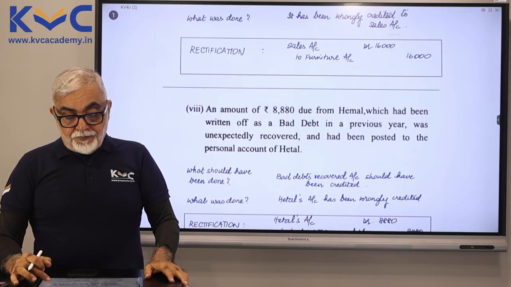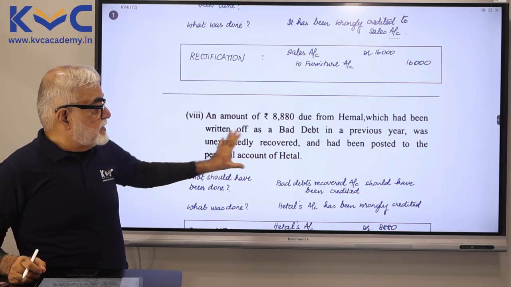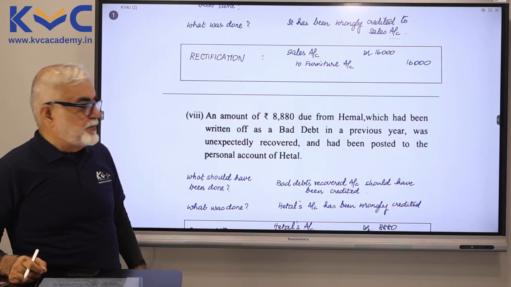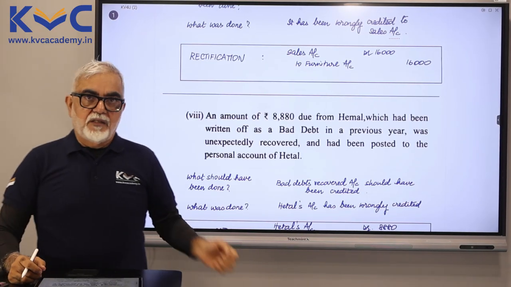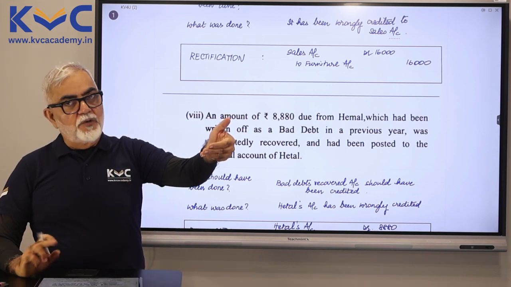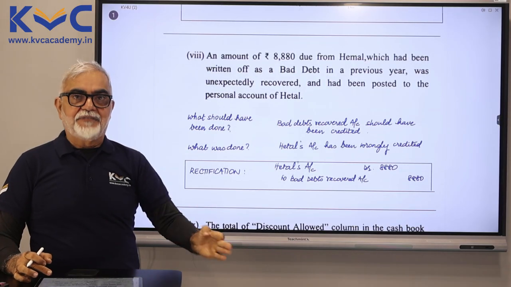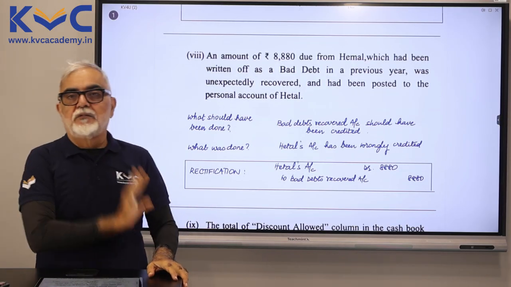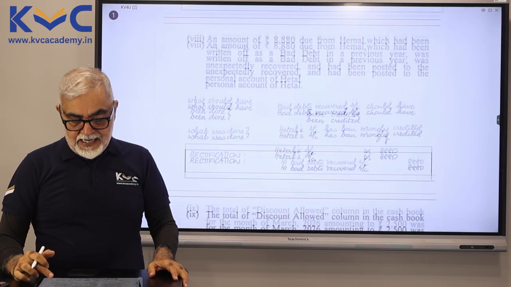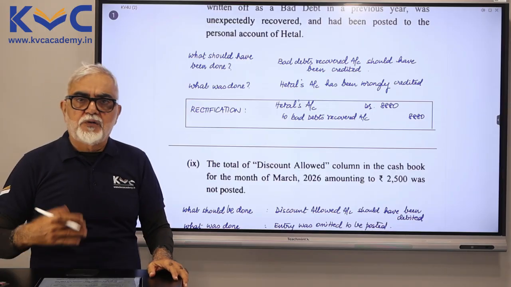8th. An amount of 8,880 due from Hetal, which had been written off as bad debt in a previous year, was unexpectedly recovered and had been posted to the personal account of Hetal. The credit to Hetal is wrong. You debit Hetal's account to remove the wrong credit and credit bad debts recovered account. Therefore, rectification: Hetal's account debtor to bad debts recovered account. Right? 9th.